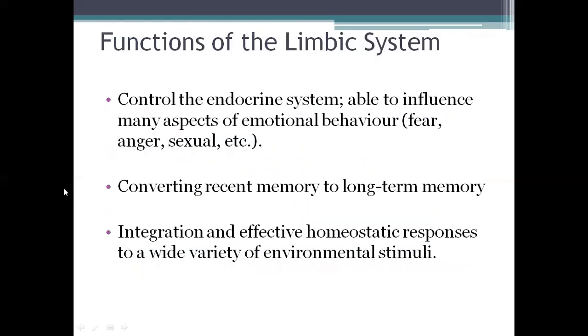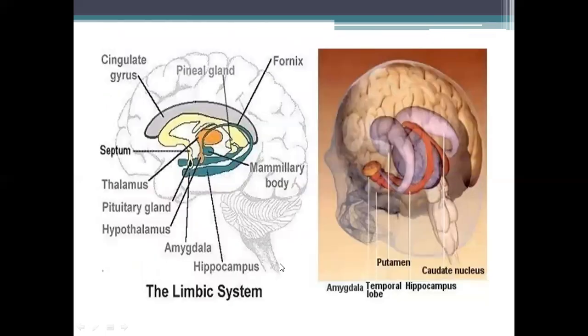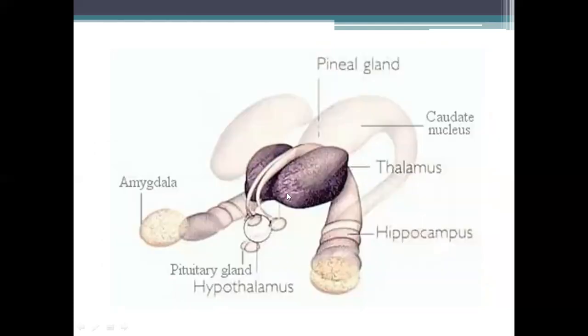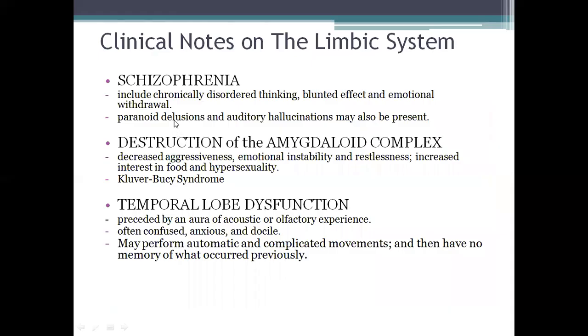Now coming to the functions of the limbic system: it controls the endocrine system, is able to influence many aspects of emotional behavior, fear, anger, sexual act, etc., converting recent memory to long-term memory, and integration and effective homeostatic responses to a wide variety of environmental stimuli. So these are all components of the limbic system which have different afferent and efferent connections and functions. Now, clinical notes on the limbic system.